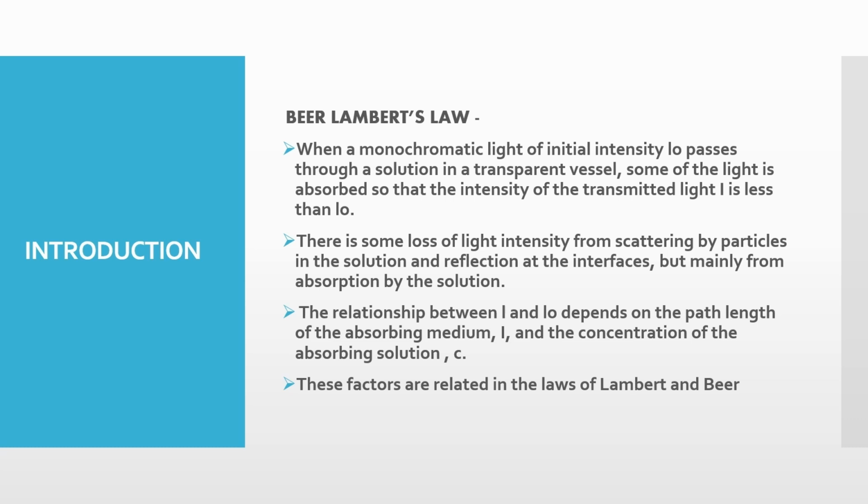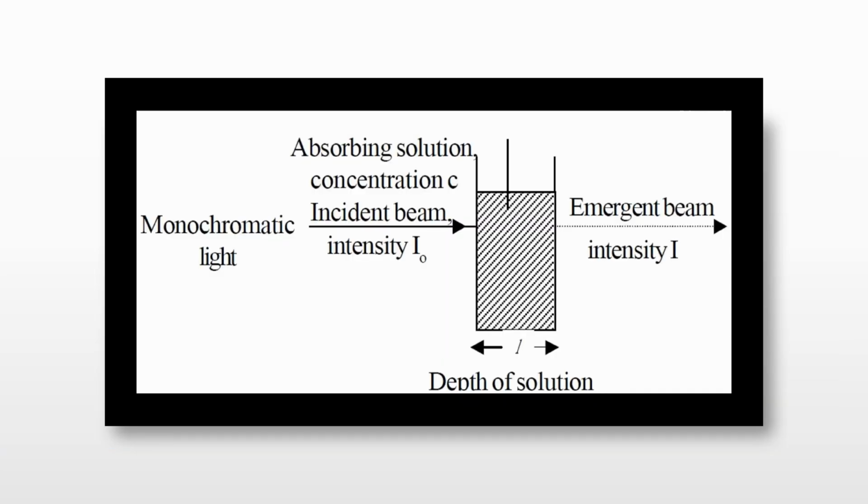and the concentration C of the absorbing solution. These factors are related in the law of Lambert and Beer. The monochromatic light with incident beam intensity I naught passes through the absorbing solution of concentration C, and the emergent beam intensity I depends on the depth of the solution, which is denoted as L.